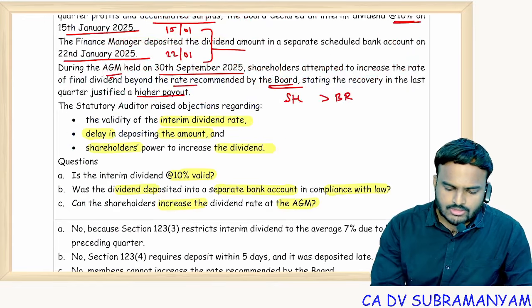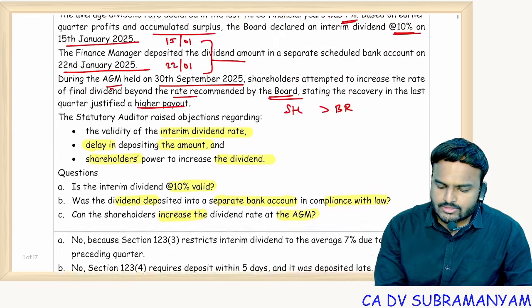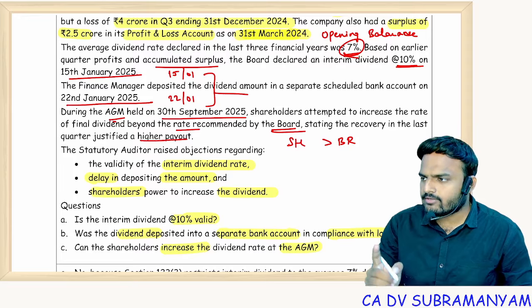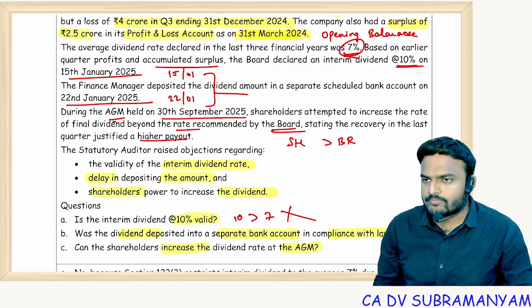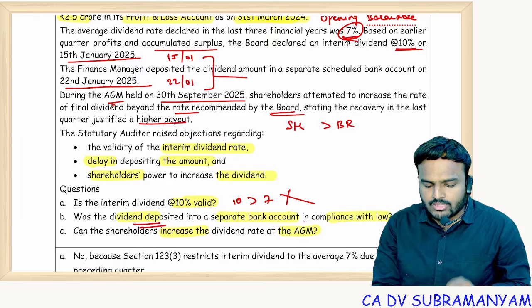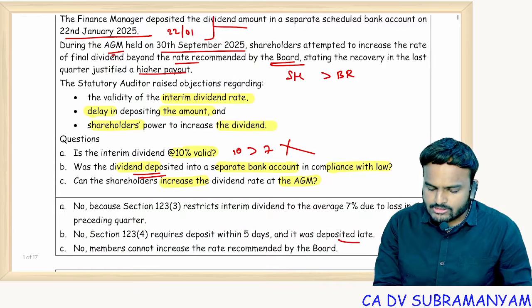So based on that, you can see, is the interim dividend of 10% valid? No, because in the question it was very clear. Last 3 financial years rate of dividend is 7%. So 10 is greater than 7, not allowed. Dividend should be deposited within 5 days of declaration. But here they took more than 5 days, 7 days they took. So it was deposited late.